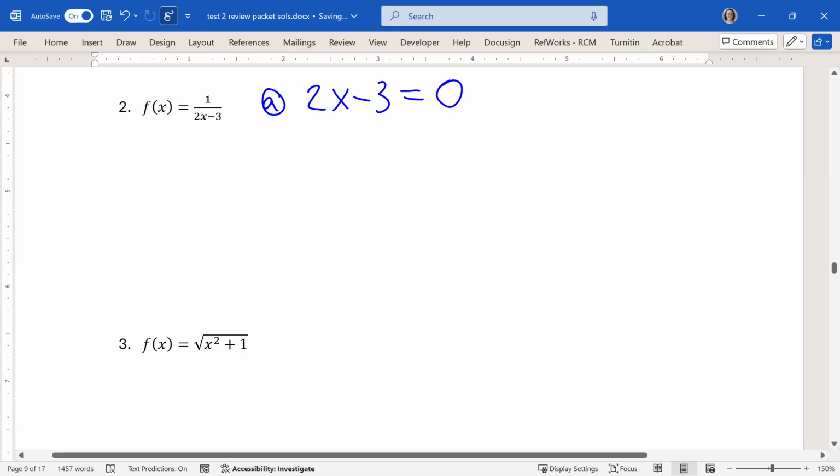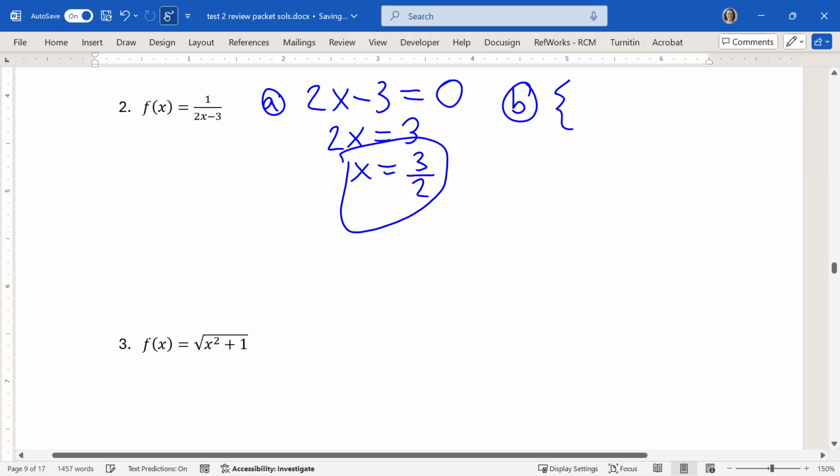Okay, so I want to know where the denominator equals 0, so I'm going to solve this. And it's not very hard, so I'm going to get x equals 3 over 2. Okay, so that's the answer to part A. Where is the function undefined, for what x values? And then for part B, what is the domain? So for the domain, I just have to throw away this bad x value.